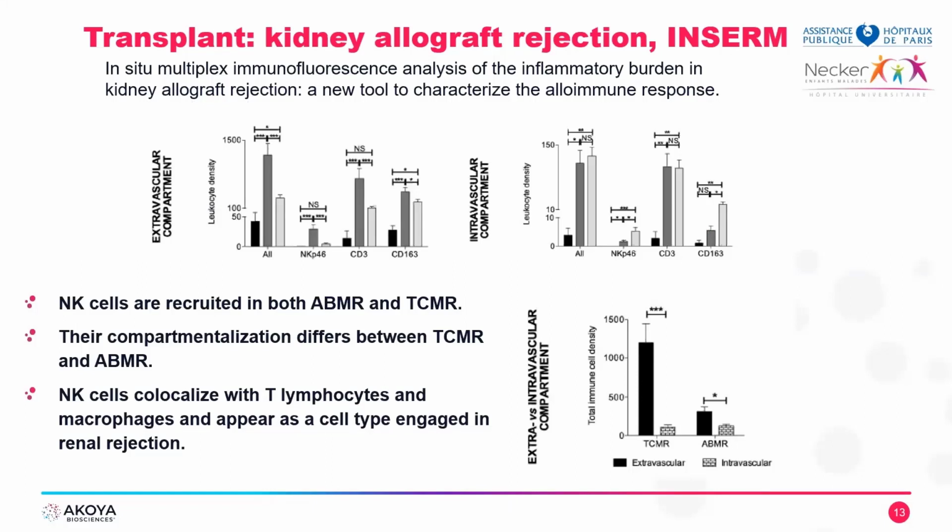And they could now differ or look at the compartmentalization between TCMR and ABMR, and they could show that NK cells co-localize with the T lymphocytes and macrophages and appear as a cell type engaged in renal rejection.